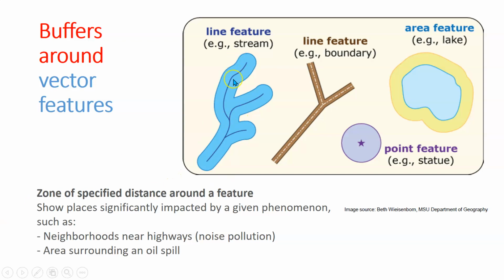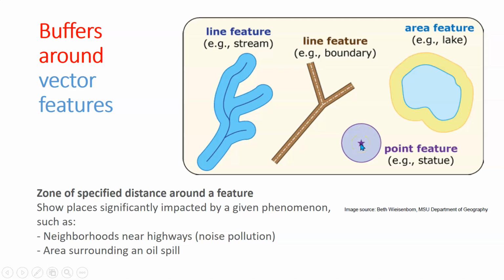So, for example, when you have a stream or a river, there is a certain neighboring zone with specific type of habitat. It's called riparian zone, and buffers are actually a perfect way to represent that in GIS. For roads, for example, you can create a buffer within which you have a certain level of air pollution or certain level of noise. You can have a buffer around an oil spill, right?